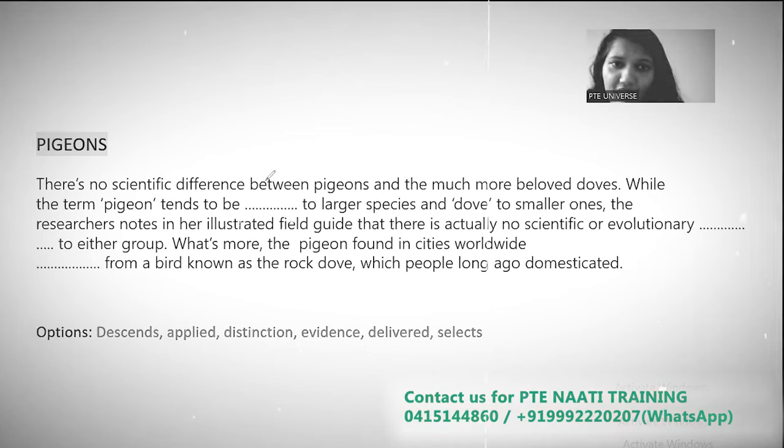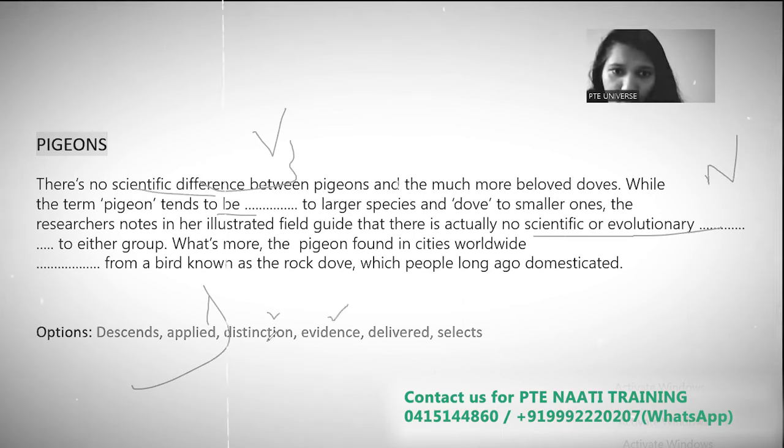There's no scientific difference between pigeons and the much more beloved doves. While the term pigeon tends to be ___, the term is always applied. The researchers note in a guide that there is actually no scientific or evolutionary ___. Scientific or evolutionary is an adjective. You need a noun here, distinction or evidence. In line 1, it's already given scientific difference, so the answer is distinction.